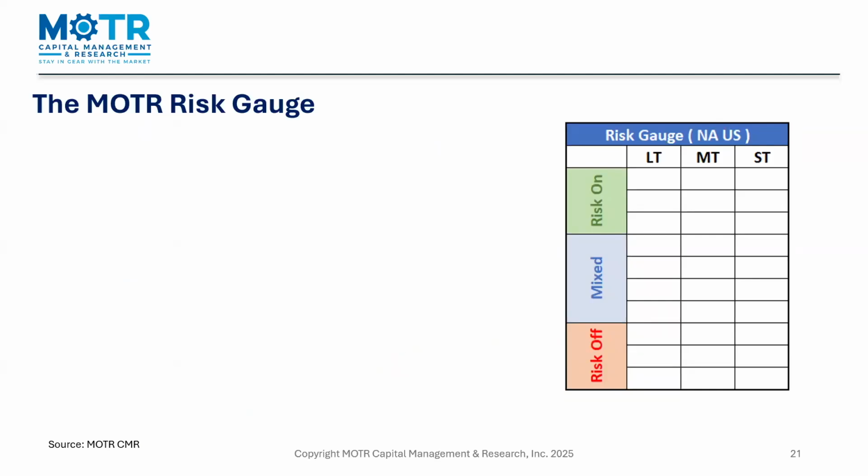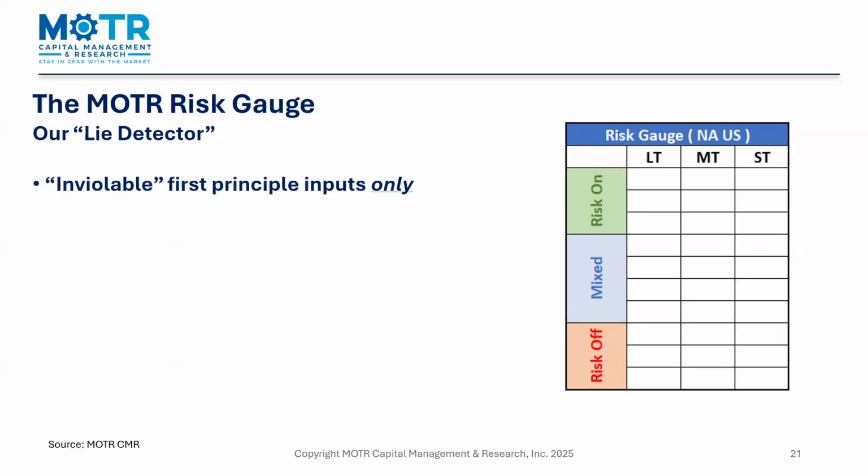The MOTR risk gauge is basically our lie detector or our truth serum. And it's what we use to determine whether or not the market's telling the truth or not. What's in the risk gauge are concepts that I call inviolable. They're first principle types of inputs. There's only five of them, and they're all technical, by the way.